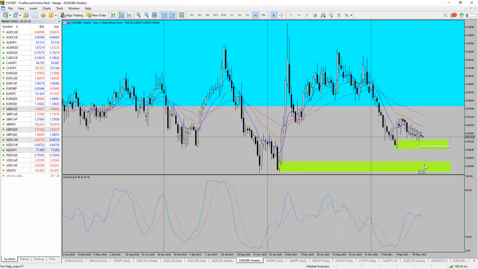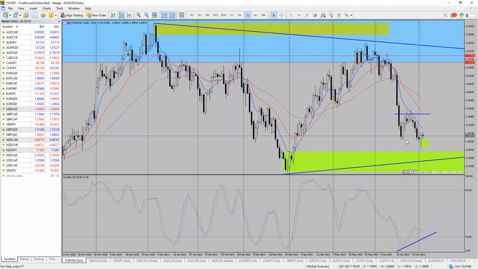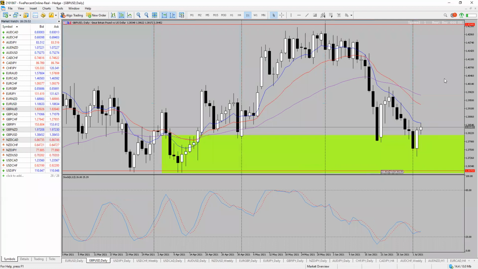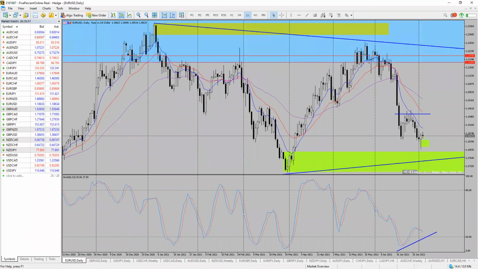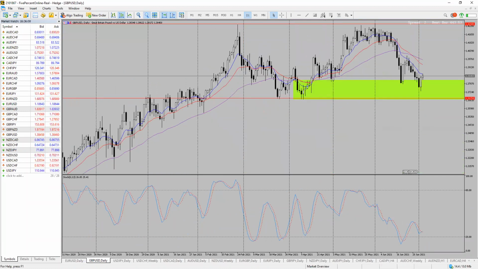So it could find support here, in which case either the euro dollar goes much higher than the pound dollar, or, I mean, against the dollar. Either the euro dollar starts moving much more strongly, or with more confidence against the dollar, or the pound dollar goes lower or shows more weakness against the dollar than the euro dollar.